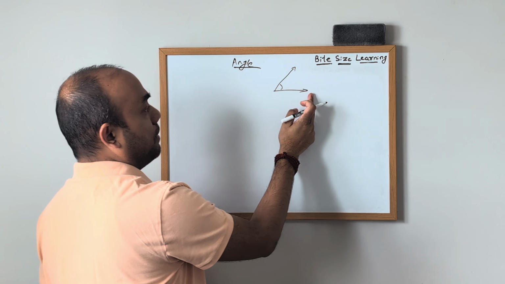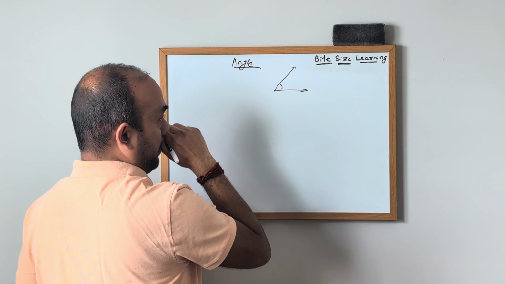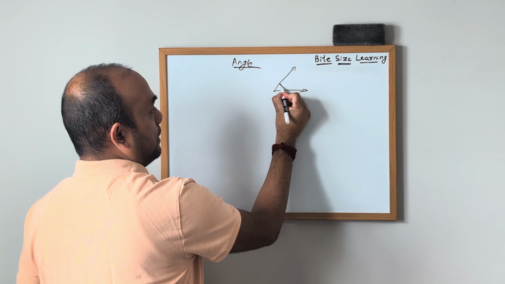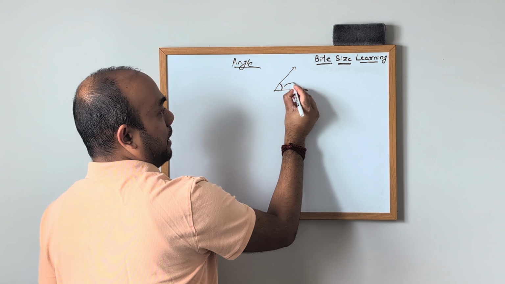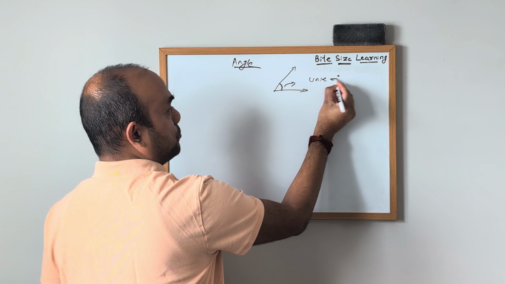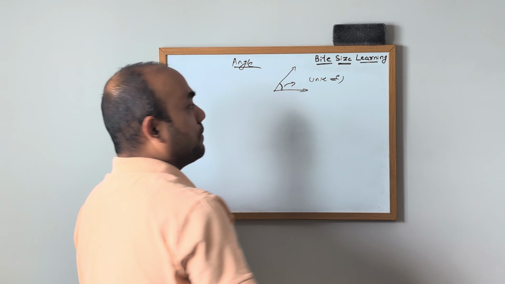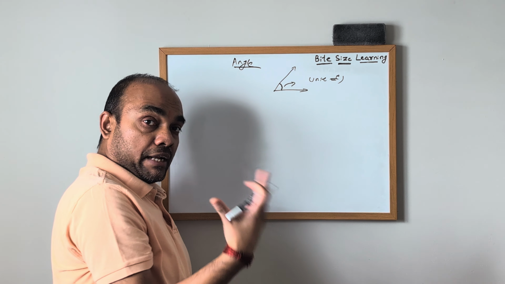So you have a line, these are called the arms of an angle, and this is the vertex, and the space between these two arms is the angle, and the unit to measure an angle is degree. So we learned about this, right? Now, what is an angle? What are the different types of angles?